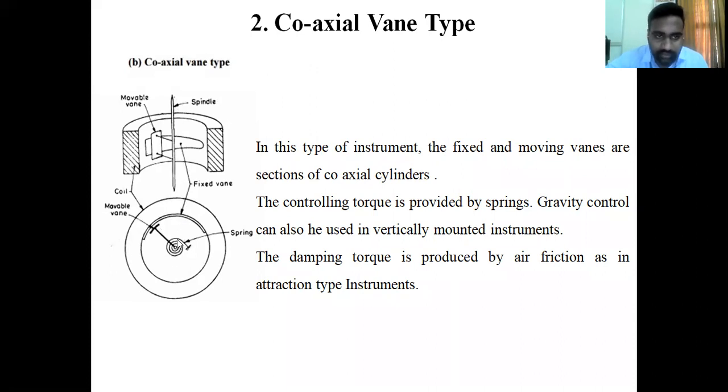We are also providing control torque with the help of a control spring. So two types of vanes are present here. One is the fixed vane, another one is the moving vane. Controlling torque is achieved by spring control, and gravity control torque can also be achieved here. In most MI instruments, the damping torque is provided by air friction damping. Damping torque is quite feasible with air friction damping.